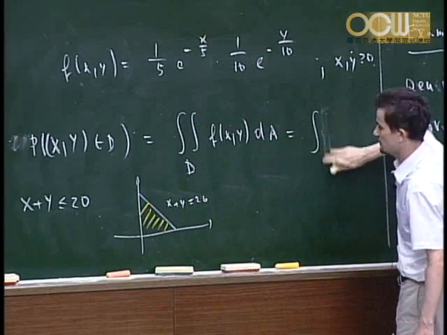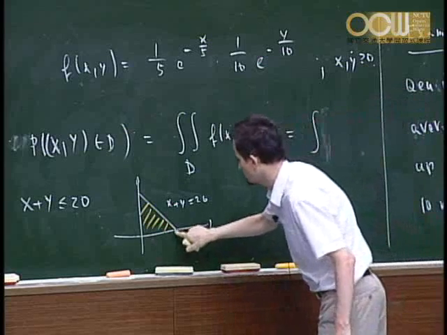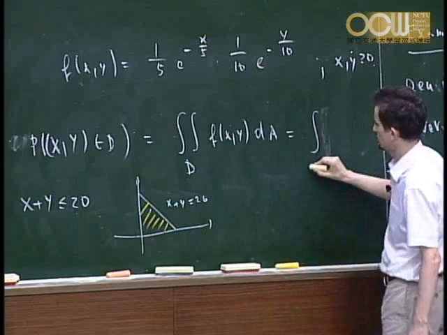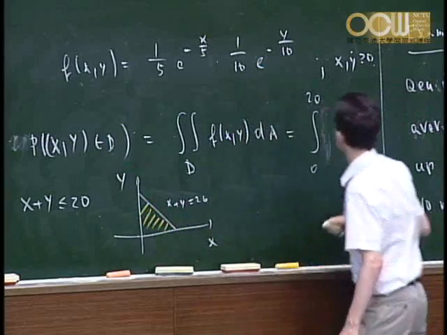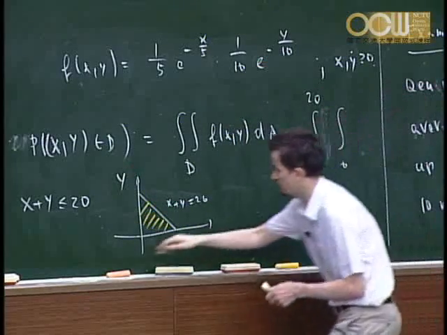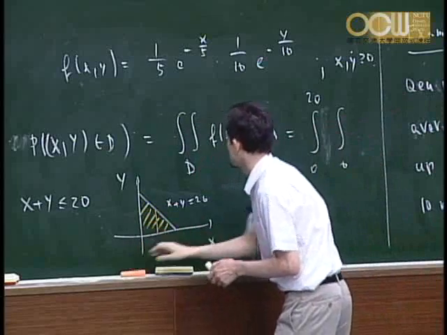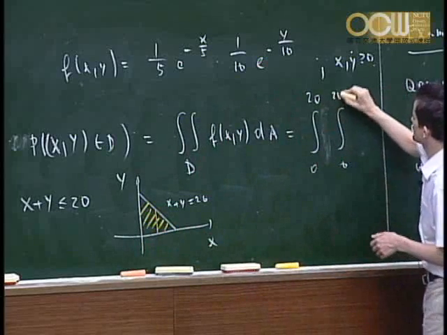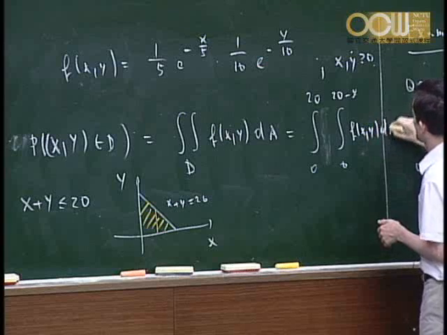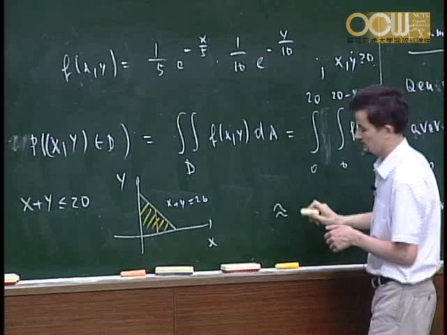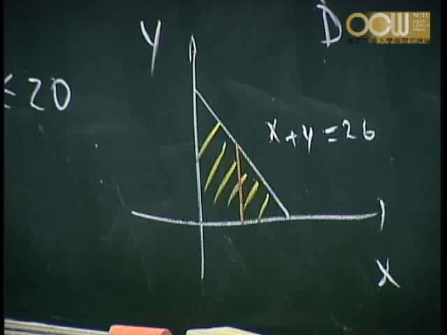So what you will get here is the integral from 0 to 20 along x. And then, now I fix the x, so I have to go up to the function 20 minus x, and we have this f(x, y) dA. And you solve this, and I have done this already before I came to the lecture. So I have the value somewhere.